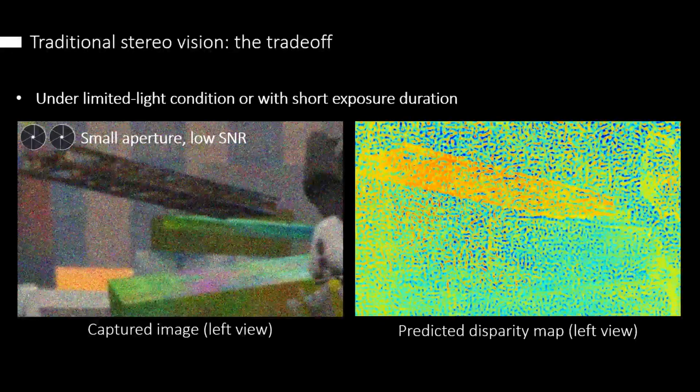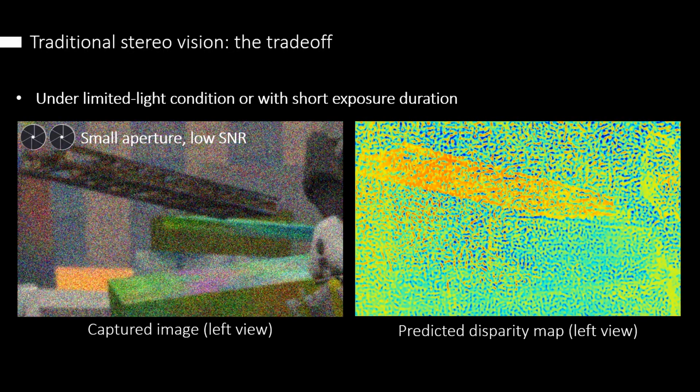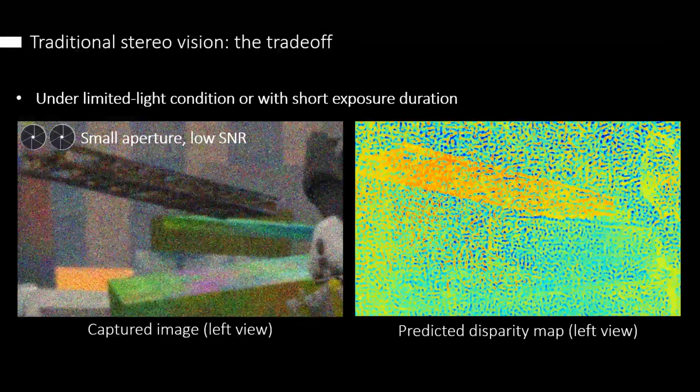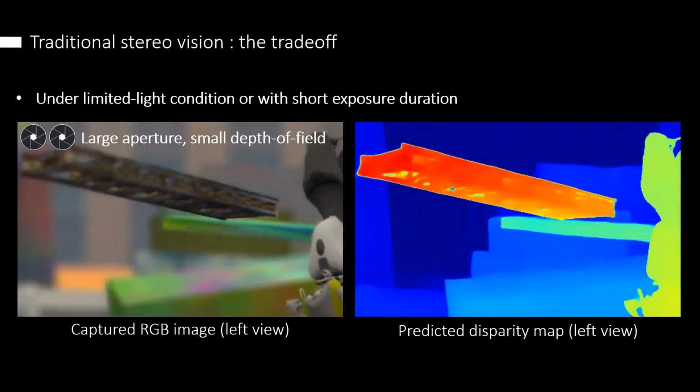In light-limited environments, a small aperture severely limits the light throughput, leading to noisy captures and resulting in low-quality 3D reconstructions. On the other hand, increasing the aperture will let more light in, but reduce the depth of field as a trade-off.